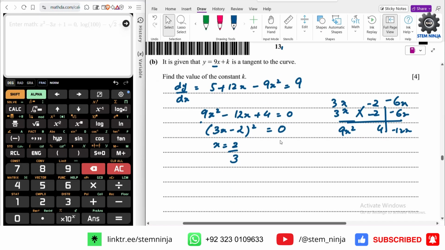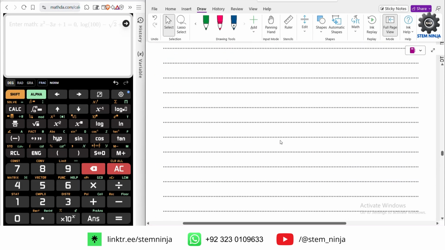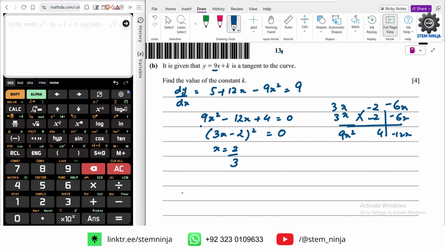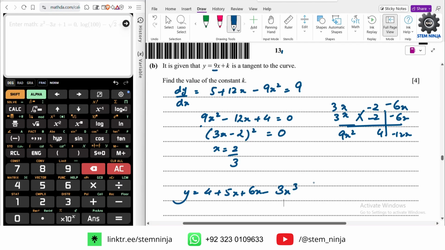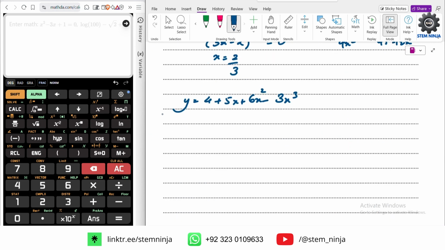Now we need to figure out what the y value of the original curve was at this value. So 4 plus 5x plus 6x squared minus 3x cubed. Just to make sure that this is correct. 6x squared, sorry. Yeah, okay, so 6x squared. Okay. So at x is equal to 2 over 3, y equals 4 plus 5 times 2 over 3, plus 6 times 2 over 3 squared, minus 3 times 2 over 3 cubed.